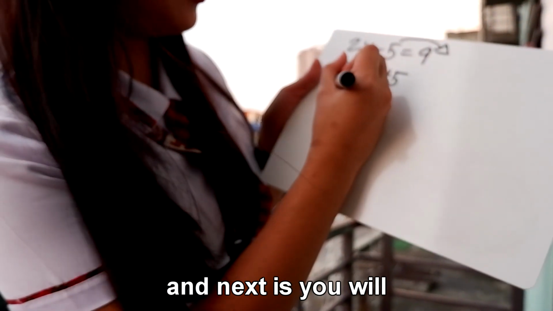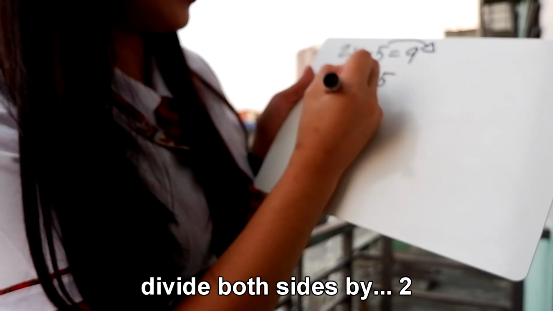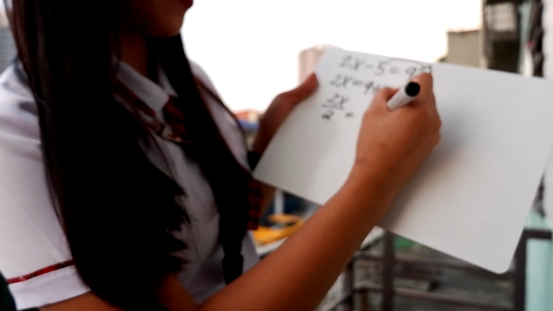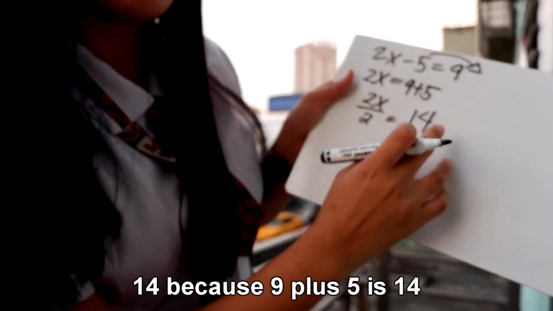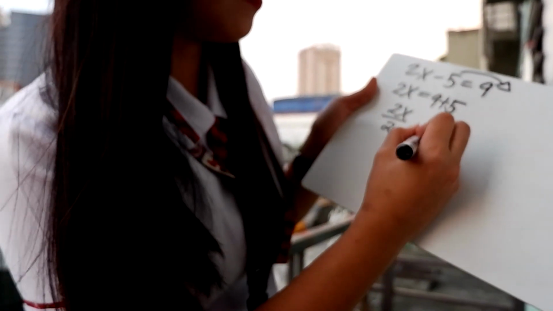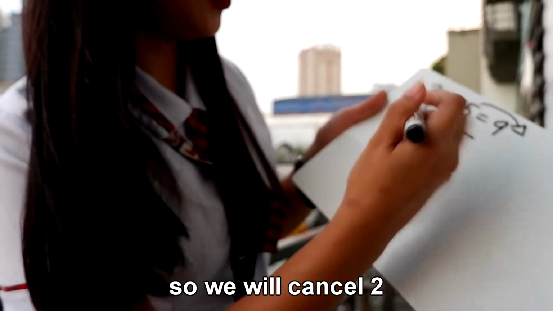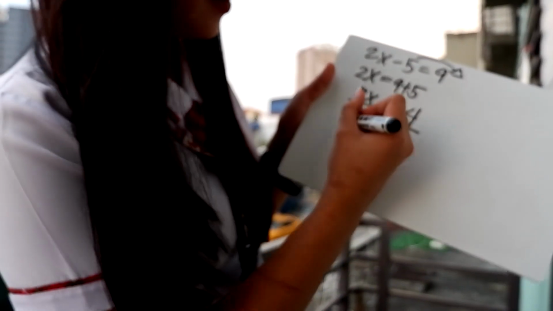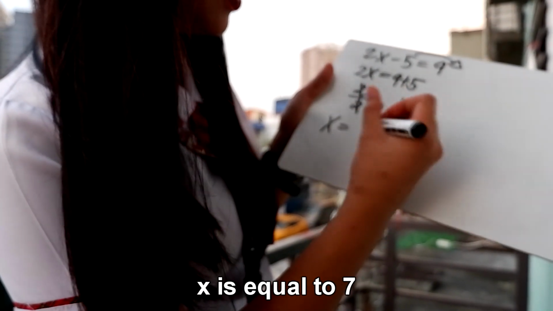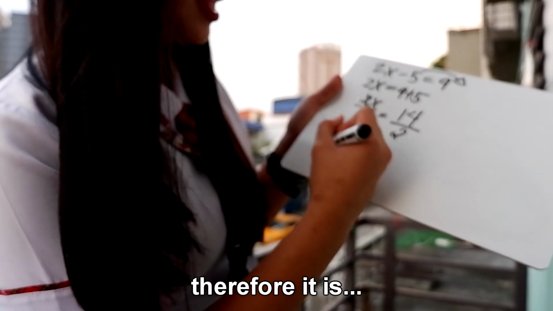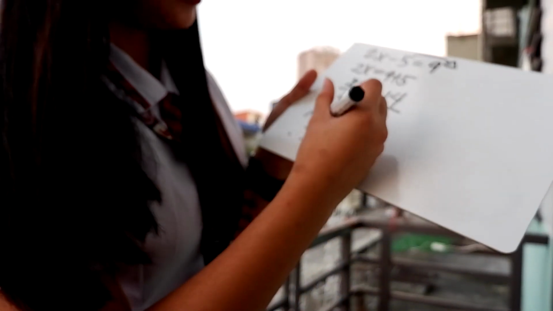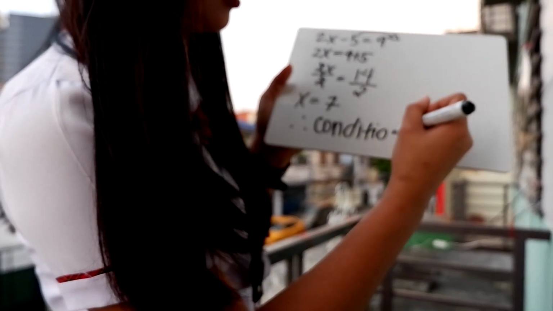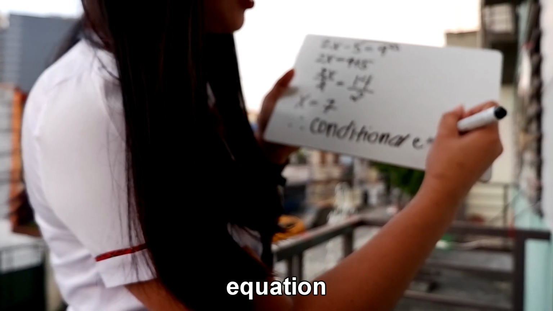Next, you divide both sides by 2. It is 14 because 9 plus 5 is 14. So you cancel it and the x will remain. x is equal to 7. Therefore, it is a conditional equation.